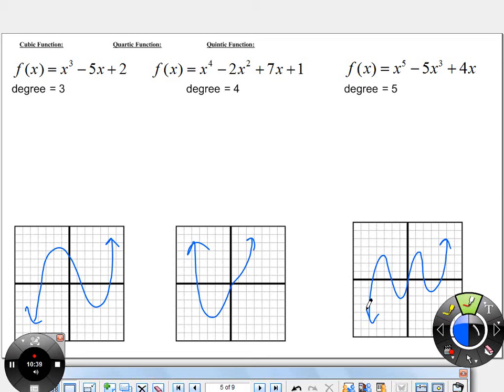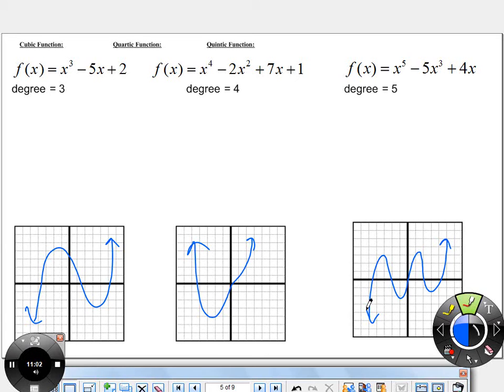Did anybody see a relationship between the degrees of these functions and the maximum number of turning points that they could have? Carson? For the odd ones, the even ones stay the same. For the odd ones, for every odd turn, it got, was it 2 more turning points? Maybe 1 more.